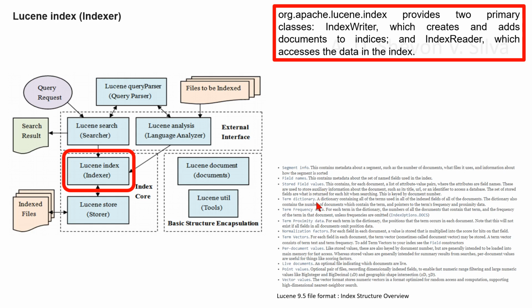Class Lucene90PostingsFormat in the package org.apache.lucene.codecs.lucene90, the Lucene 5.0 postings format, which encodes postings in packed integer blocks for fast decode.